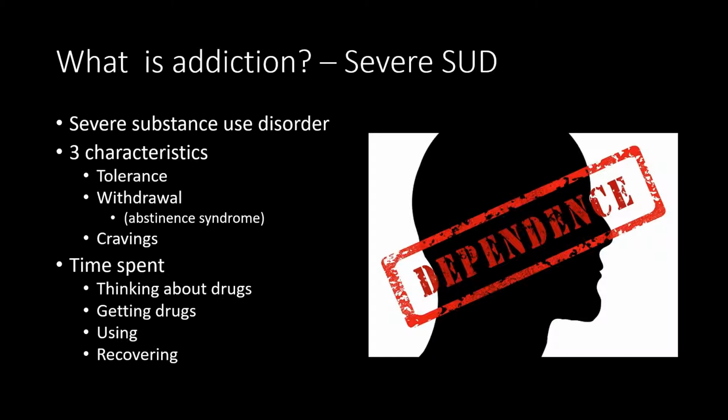Many prescribed medications result in tolerance and withdrawal, but do not create a craving. Drugs of abuse typically result in significant cravings when the person tries to stop or moderate their use. We also look at the time spent thinking about drugs, getting drugs, using drugs, or recovering.